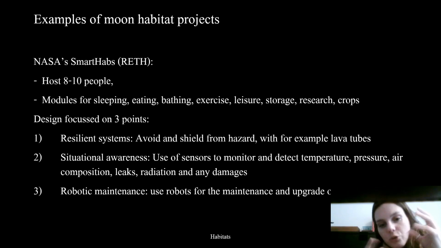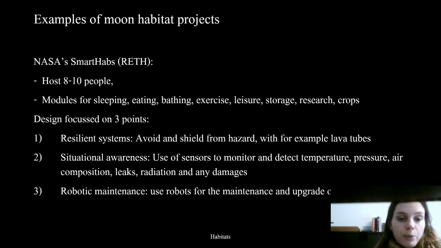And then there's the situational awareness. So sometimes astronauts would leave those habitats alone, and then you need to be able to control them. You need to make sure they're still fit for use. And to that effect, you use sensors to monitor temperature and pressure, but also the air composition, and any leaks, any radiation, any damages. So this is one way where we can start caring for our habitats and make the job even easier. It's just to have this automatic testing.